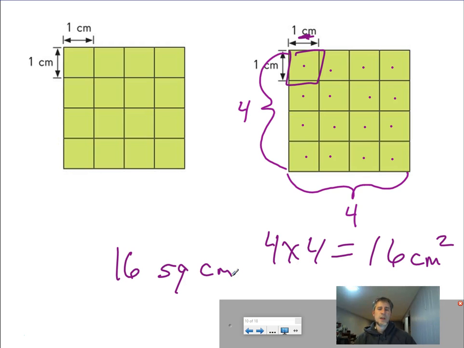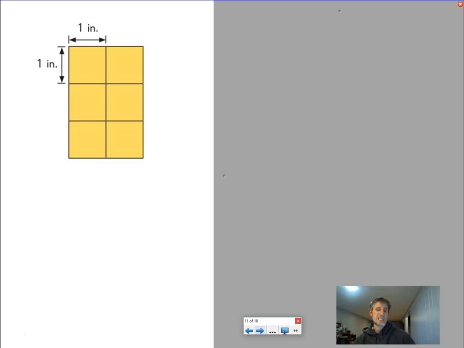So for the next problem, put it in this for what you would type. Okay, SQ CM for square centimeters. Now this one is in inches. Make sure you're looking at the unit. What would you put down for the answer for this, finding the area of this shape?